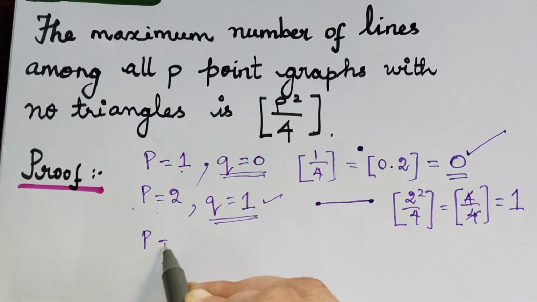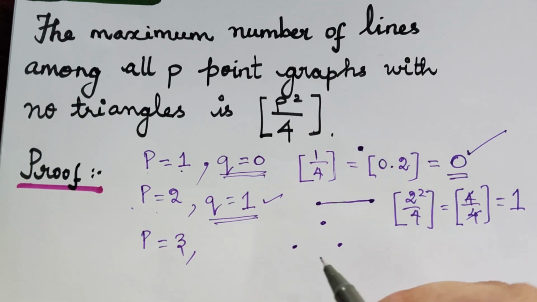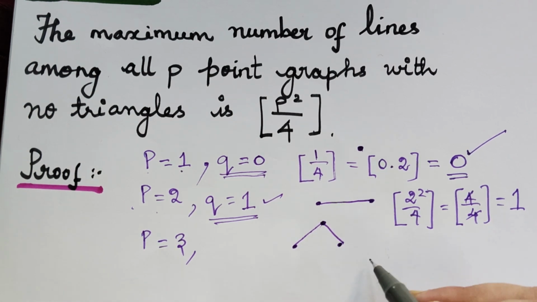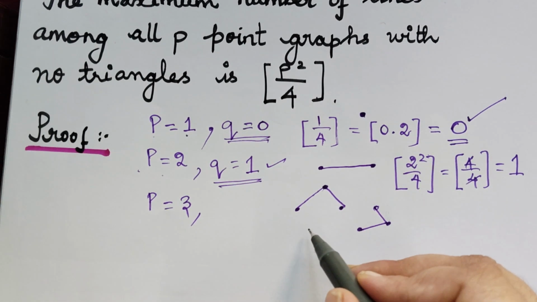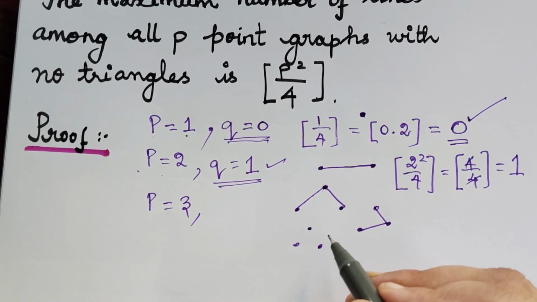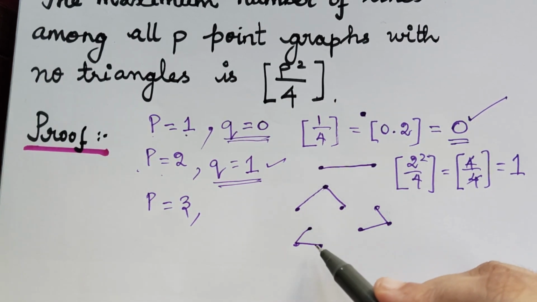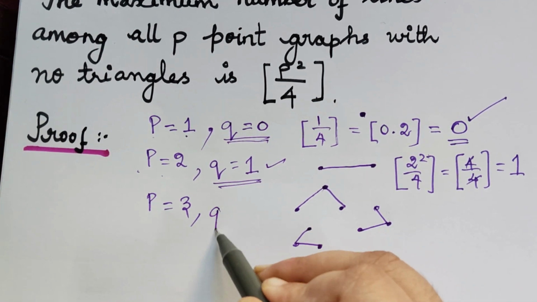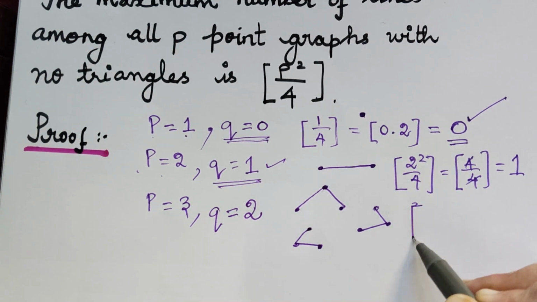Now, if we take p is equal to 3, what will be q? For example, if you are taking 3 points, what is the maximum number of edges possible? You can have an edge like this and an edge like this. Or if the points are like this, the edges can be like this also. Or you can also have the edges like this. So, these are the possible edges. But if you see the maximum number of edges, you can have the value of q to be equal to 2. So, we will check by the theorem also. P square by 4.